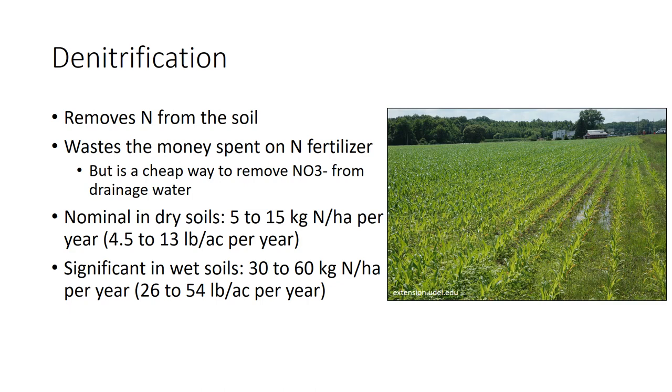So in dry soils, it's usually nominal, so a small amount, 5 to 15 kilograms, or 4.5 to 13 pounds per acre per year. And in wet soils, it can be significant, so it can be as high as 54 pounds per acre per year in wet soils.